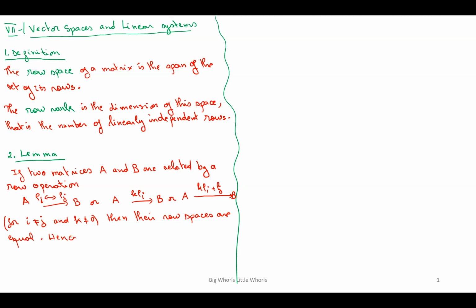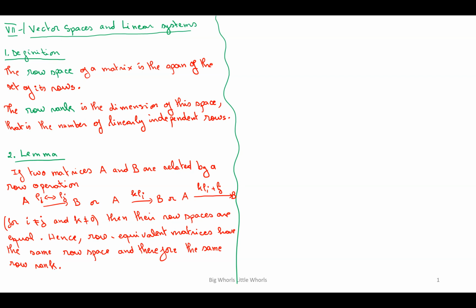Hence, row equivalent matrices have the same row space, and therefore the same row rank.